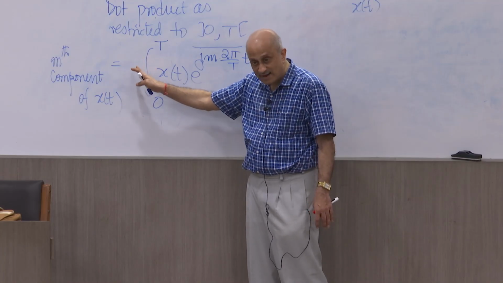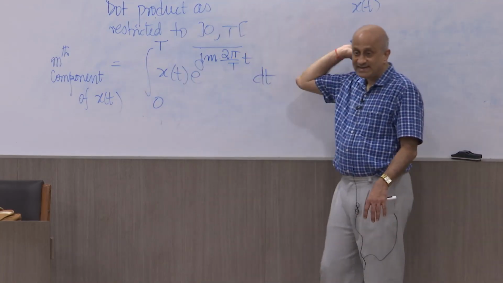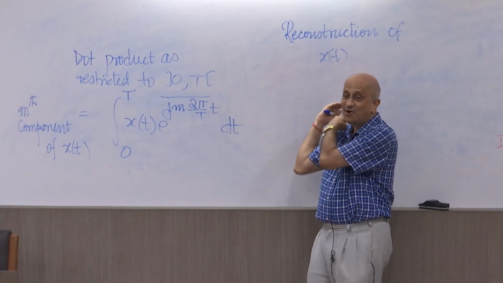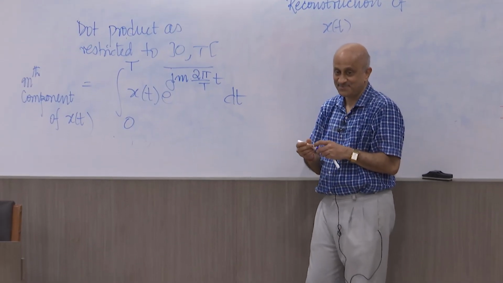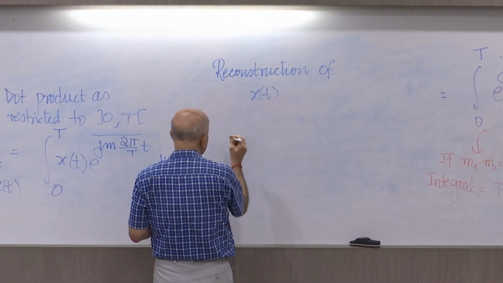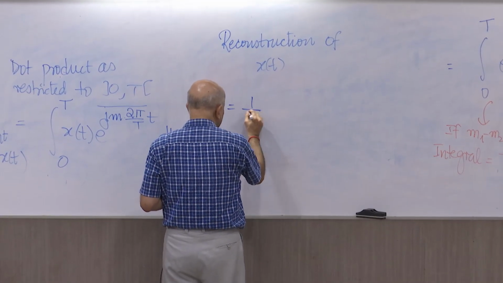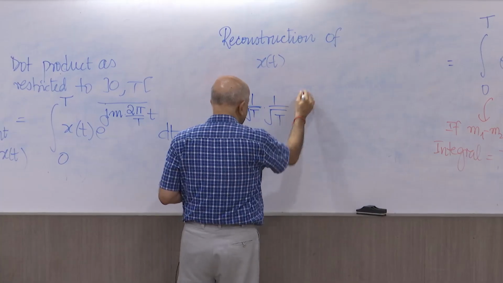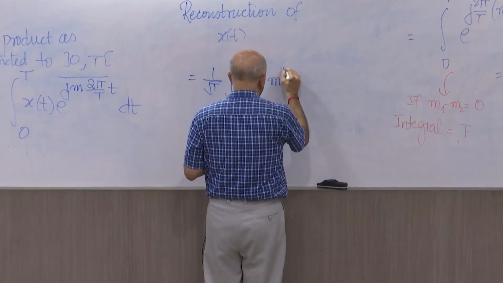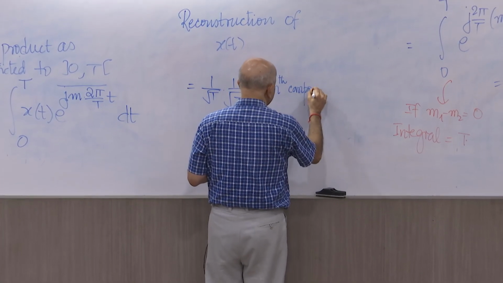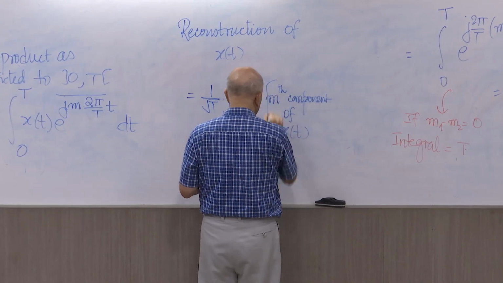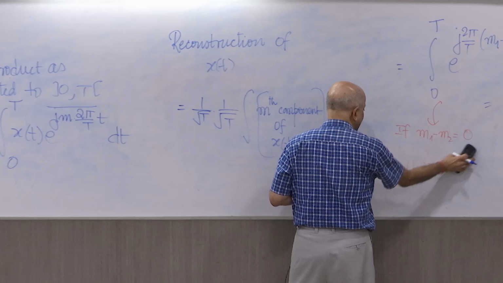We should have divided by the square root of T here, and we should have also divided by the square root of T when reconstructing. But we take both those square roots of T on the reconstruction side. So we say the reconstruction of x(t) from its components would be essentially 1 by square root T multiplied by 1 by square root T times the mth component, multiplied by a unit vector there.